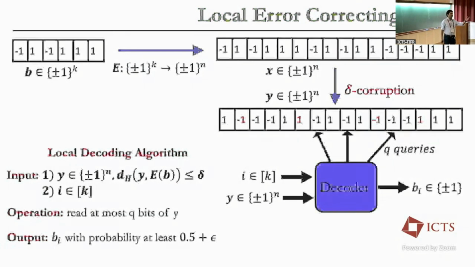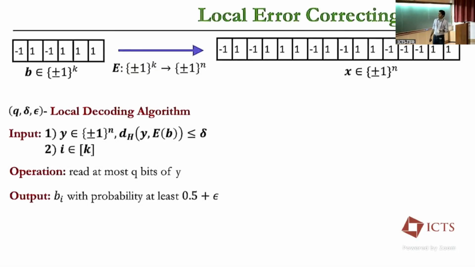Half is what you would get by randomly guessing. You should beat it by some fixed constant. Good, makes sense. I'm going to call this q delta epsilon local decoding. Q queries, delta distance, where delta is the fraction of errors it can tolerate, and epsilon advantage over random guessing in decoding. So that's the q delta epsilon local decoding algorithm. For this talk, delta and epsilon will be fixed constants. You can think of them as 1%. We'll never talk about them again.